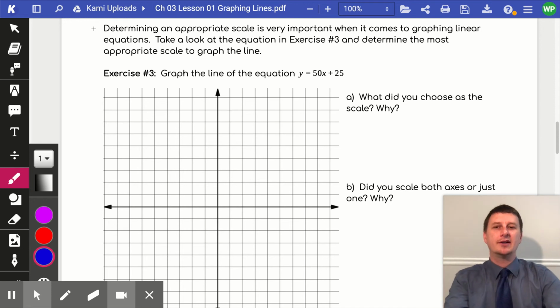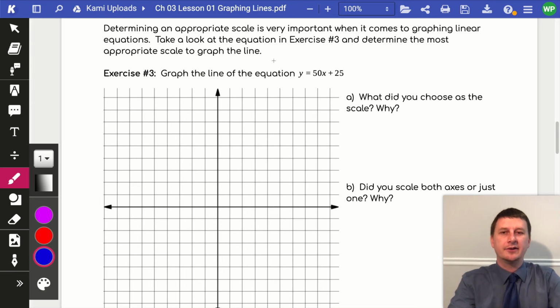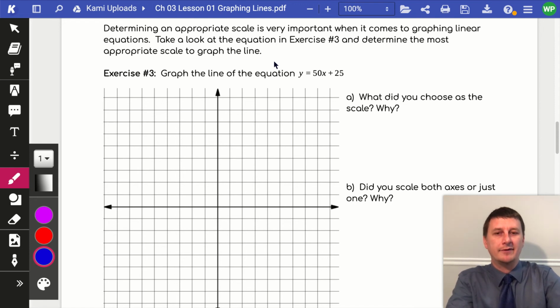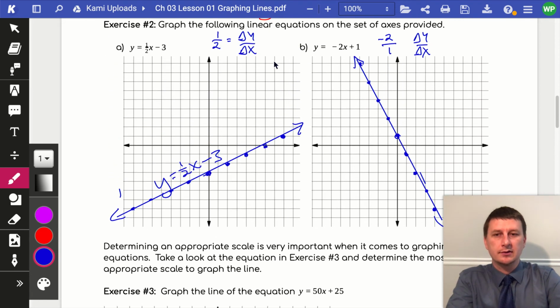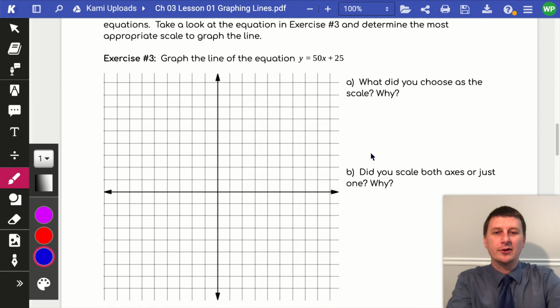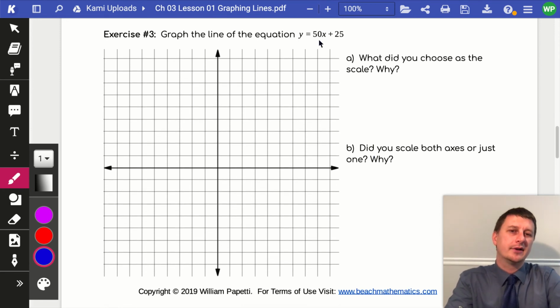It says right here, determining an appropriate scale is very important when it comes to graphing linear equations. Take a look at the equation in exercise number 3 and determine the most appropriate scale to graph the line. So let's go back and look at these two equations. These two equations dealt with numbers like 1/2 and 3, -2 and 1. So we were able to just assume that this graph went up by ones because we were able to fit it on the graph. But now if we're looking at this equation here, we have y equals 50x plus 25.